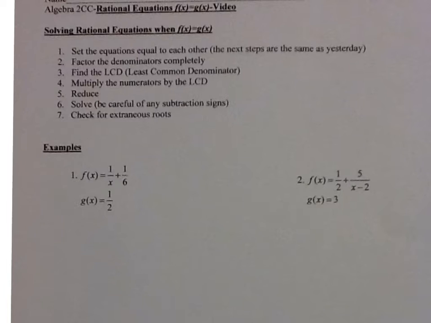All right, we're going to set the equations equal to each other. So just make sure they're both y equals. Okay, you're going to follow the same steps as yesterday. You're going to factor the denominators completely. You're going to find the LCD, the least common denominator. Multiply the numerators by the LCD.